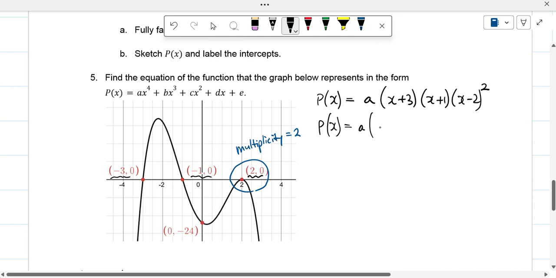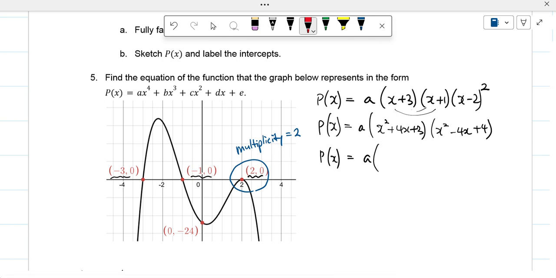X plus 3 times x plus 1, x squared plus 3x plus 1x plus 4x plus 3. Let's expand x minus 2 squared as well. X squared minus 2 times 1 times negative 2, negative 4x, negative 2 squared plus 4. All right, one more step. A times, this is important, difficult foiling, not even FOIL anymore, expansion. We just need to do a lot of repetitions.